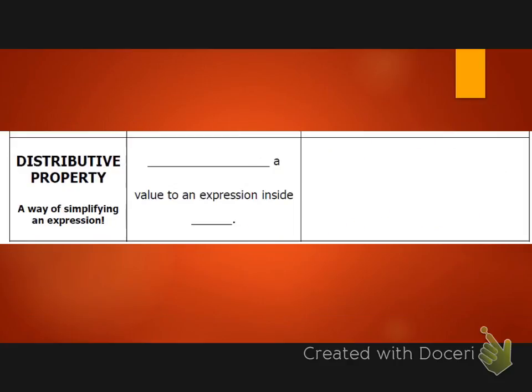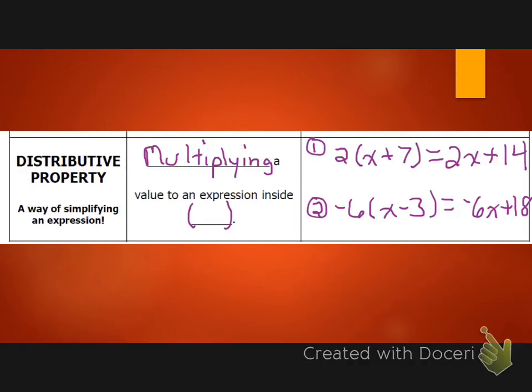And the last one that you probably have heard before is the distributive property. Distributive property is when you're multiplying a value to an expression inside parentheses. So you've got the parentheses and you're multiplying it by the number outside. So we have a 2 outside the parentheses. You're going to take the 2 times the x to get the 2x. And then you're going to take the 2 times 7, which is going to give you the 14.